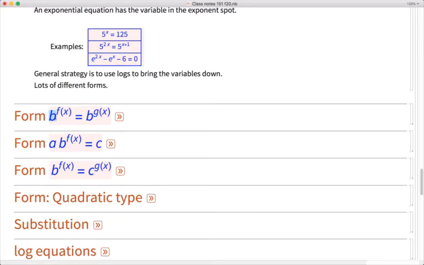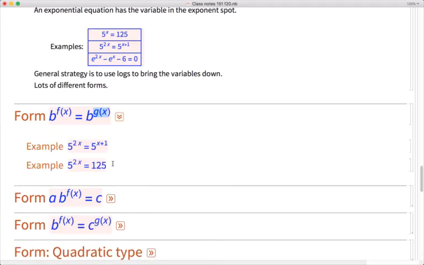So this is supposed to indicate that we're going to have the same base b on both sides, and that we'll have x's in both of the exponents, some function of x up here and some different function over here. So examples will make it easier. So the base, 5, is the same on both sides. We have x's in both exponents.